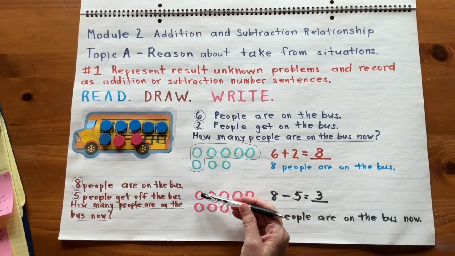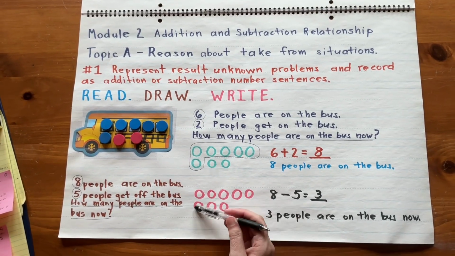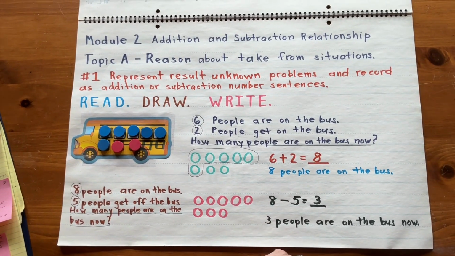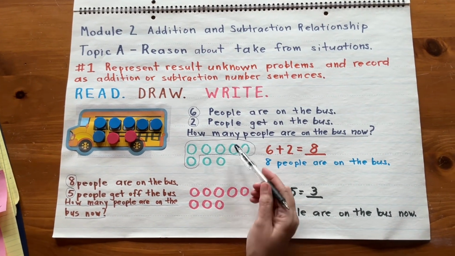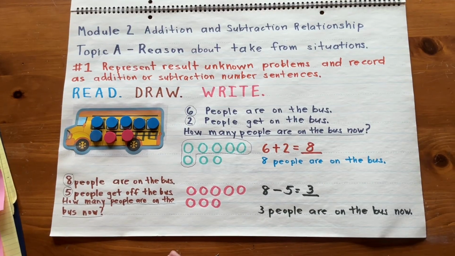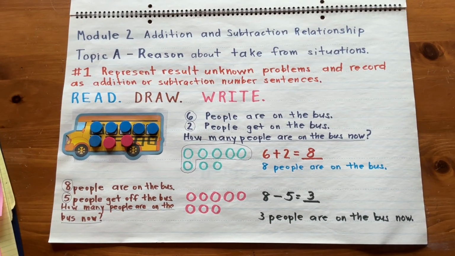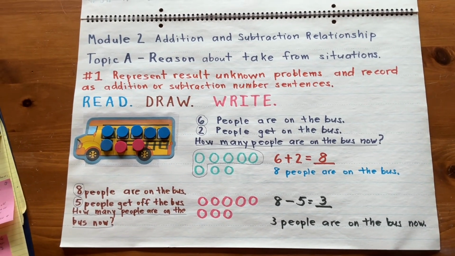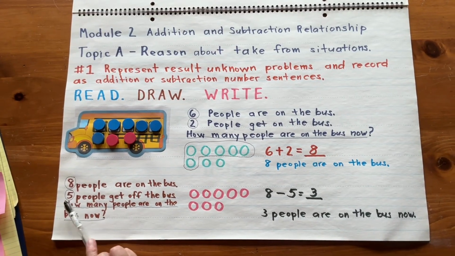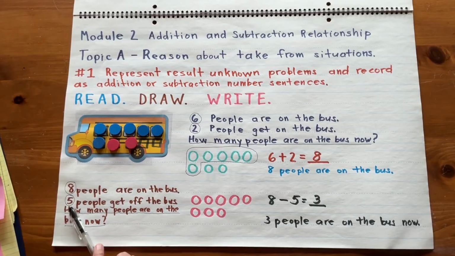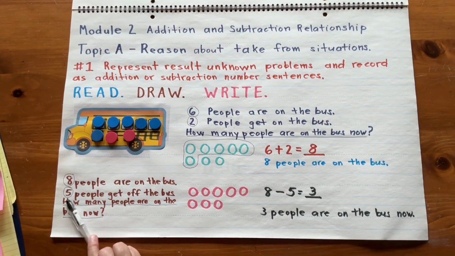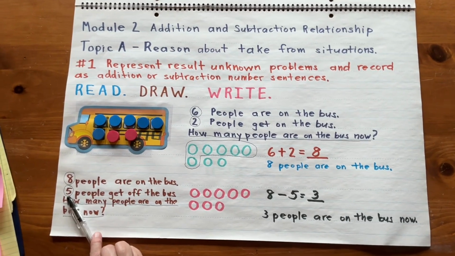8 circles. Did you notice anything about your circles? Yes, it looks like the top one. This is where it's going to be hard for some scholars, because some scholars will want to draw 5 more circles because they're so used to doing that with the addition problems. And that's where it's going to be really important that they reread.